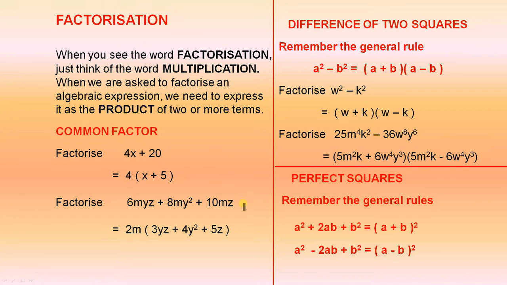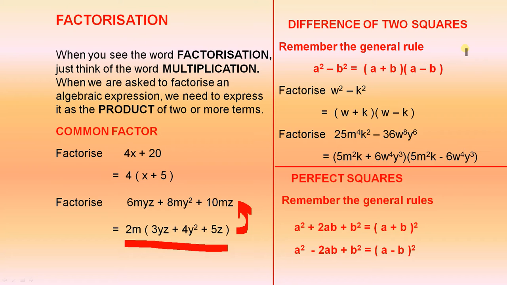In a similar manner, we have to factorise this expression here. The common factor is 2m, so we take 2m outside of the bracket, and we're left with 3yz plus 4y squared plus 5z inside the bracket. So when we expand this, we end up with the original expression.